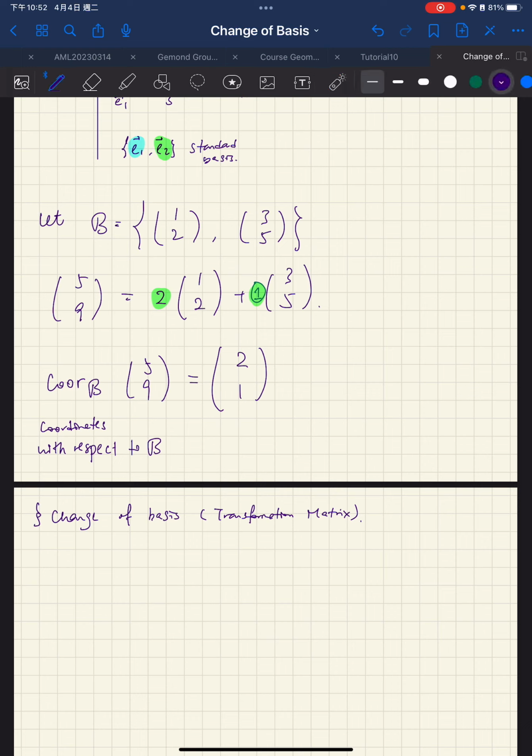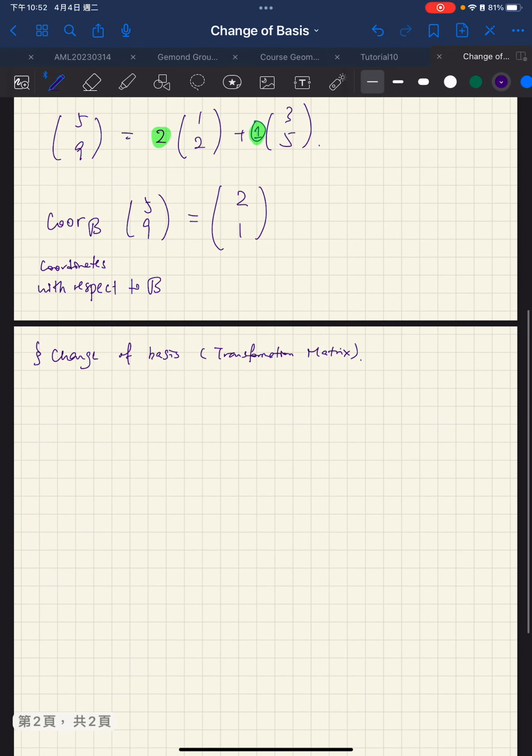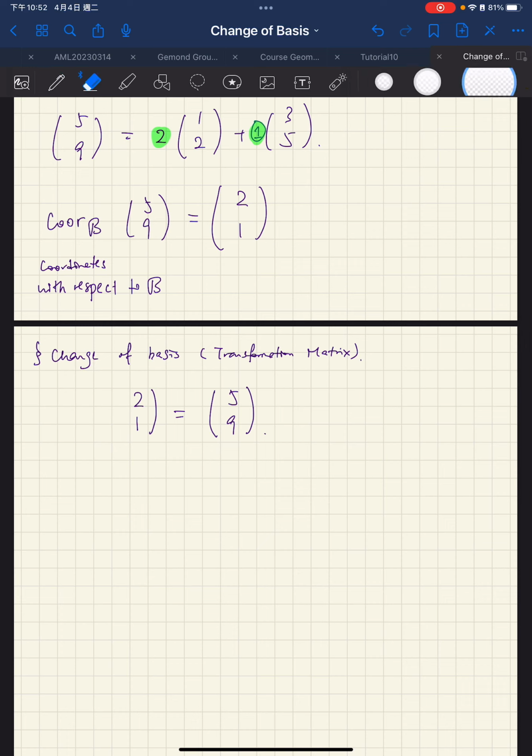So let's try to imagine an operator, like I will fill this in. It's an operator whose input is 2, 1 and whose output is 5, 9. So what would it be? Or how should we think about it? What is the concept between them? The concept is as follows: it's a transformation matrix, say M.